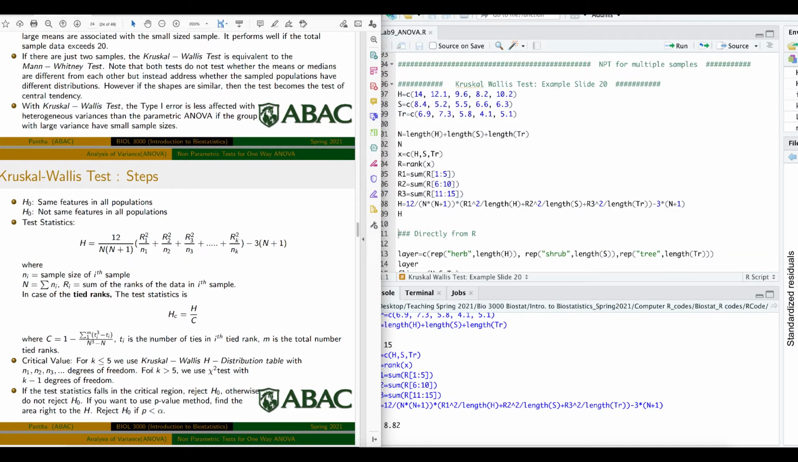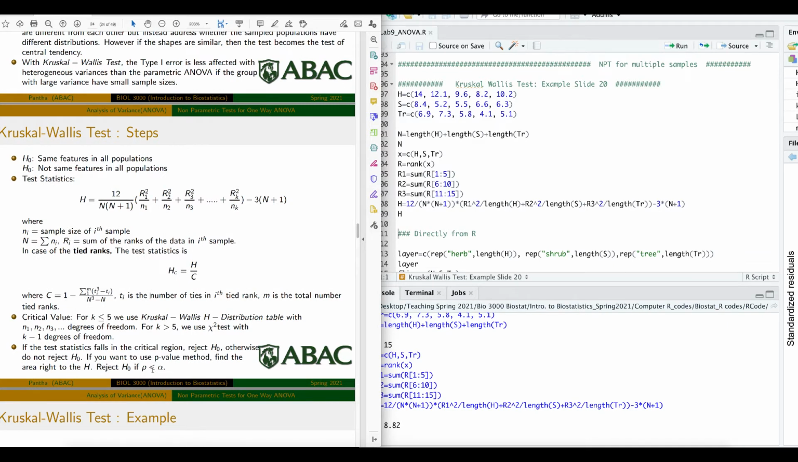So for the critical value, you can use the Kruskal Wallis table. For k less than or equal to 5, we use the Kruskal Wallis H distribution table with n1, n2 degrees of freedom. For k greater than 5, we use the chi-square test with k minus 1 degrees of freedom.